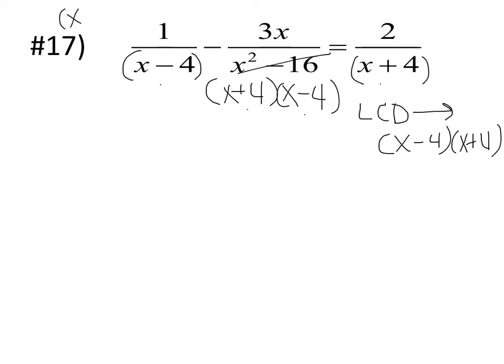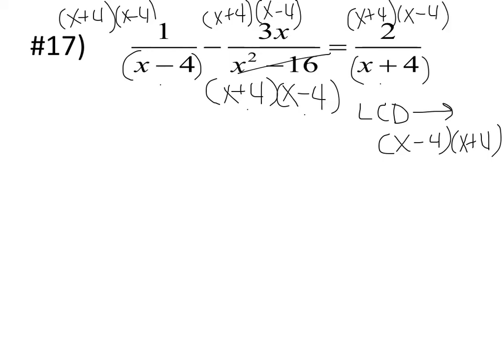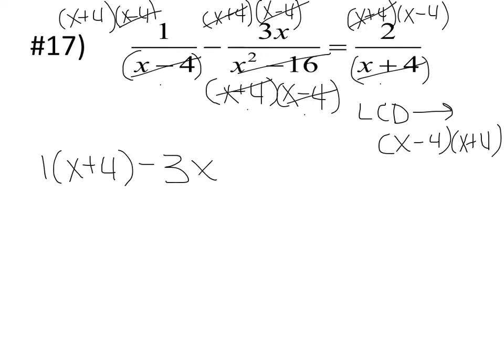So you multiply each piece by x plus 4 times x minus 4. Then you see what cancels. Here it's the x minus 4s, here it's both, and then here it's the x plus 4s. Now write what you've got left. You have 1 times x plus 4 minus 3x equals 2 times x minus 4.